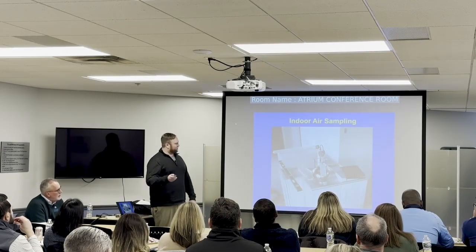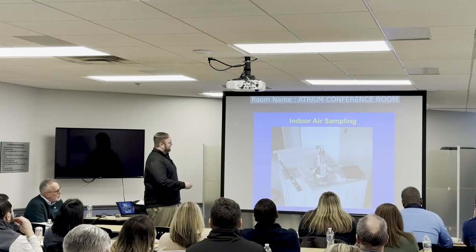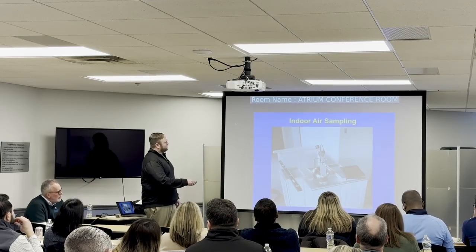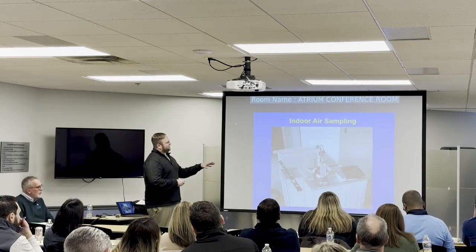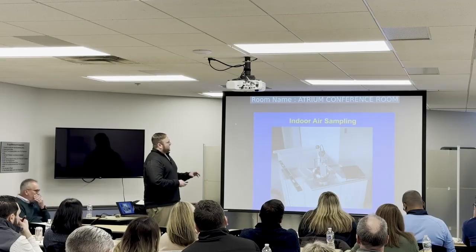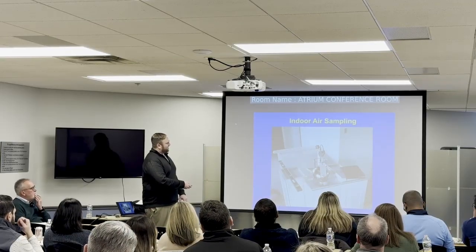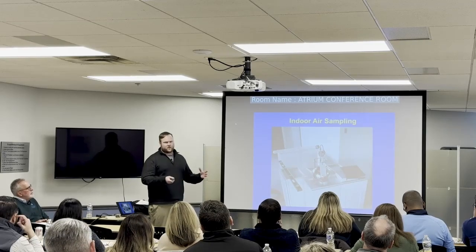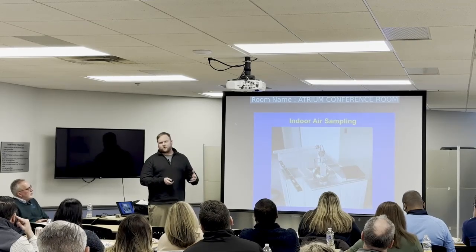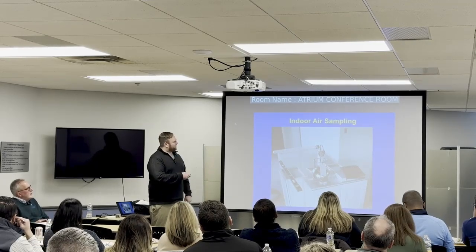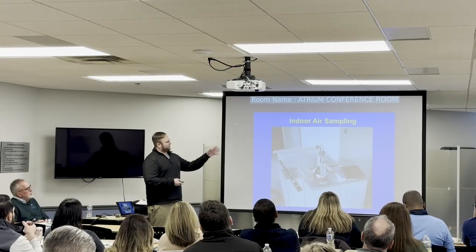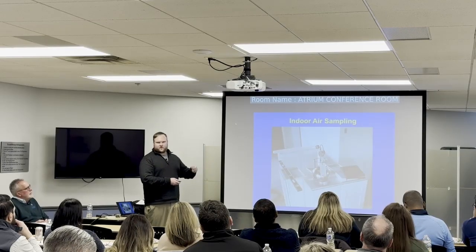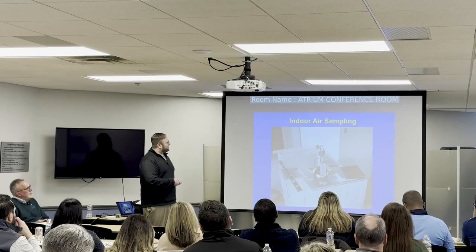I've got a laser pointer for the first time, so I'm going to take advantage of it. What you're seeing here is called a SUMMA canister. This is collecting an indoor air sample. It's a vacuum canister that's under negative pressure. We set this up in an area typically that would be occupied, whether it's a commercial property or a residence. Hook the regulator onto the top, it starts drawing air in. We return, turn it off, send it into the lab.